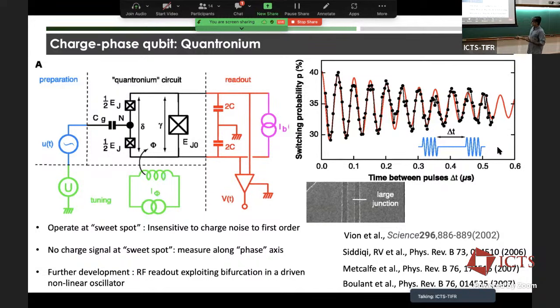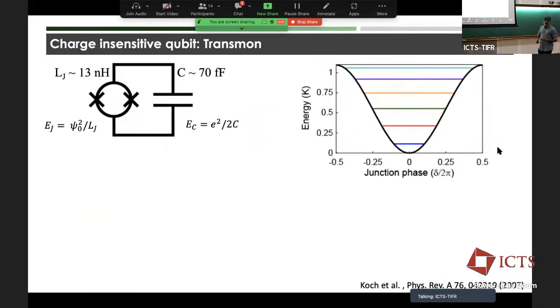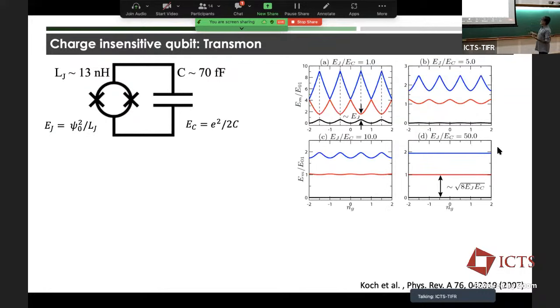And this was again further developed in a series of papers, both at Yale and also at Saclay, in the previous group of Michel Devoret. So you went from charge sensitive devices to charge protected operating points, and then you went to your transmon, where you essentially chose the value of EJ and EC in such a way that you are now completely insensitive to charge. So here's a sequence of plots from this really seminal paper from Jens Koch when he was at Yale.